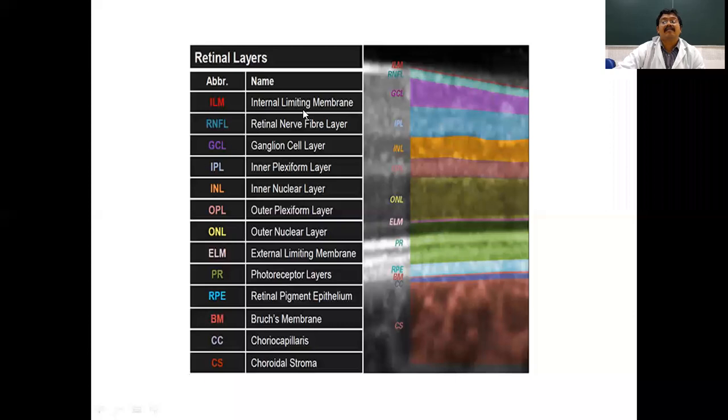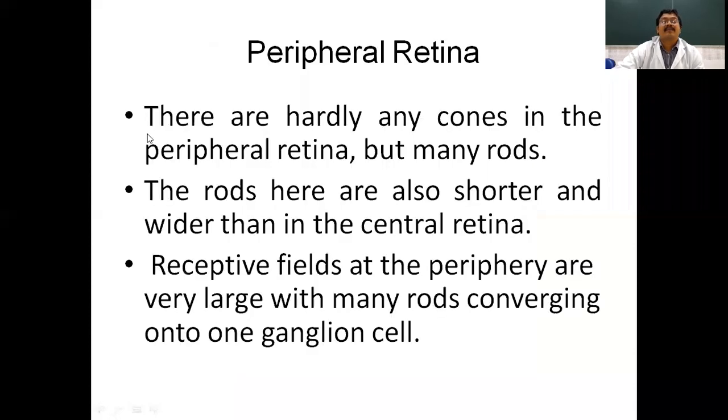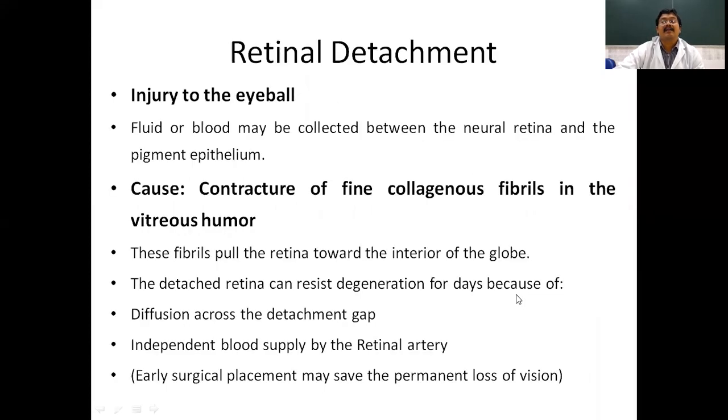This is the OCT of the retina. This is the different color coding of the different layers of the retina. Then look at the peripheral retina. It hardly has any cones in the peripheral retina. It has many rods, and the rods are also shorter and wider than in the central retina. But the receptive field of the peripheral retina is very large. Many rods are converging on a single ganglion cell.